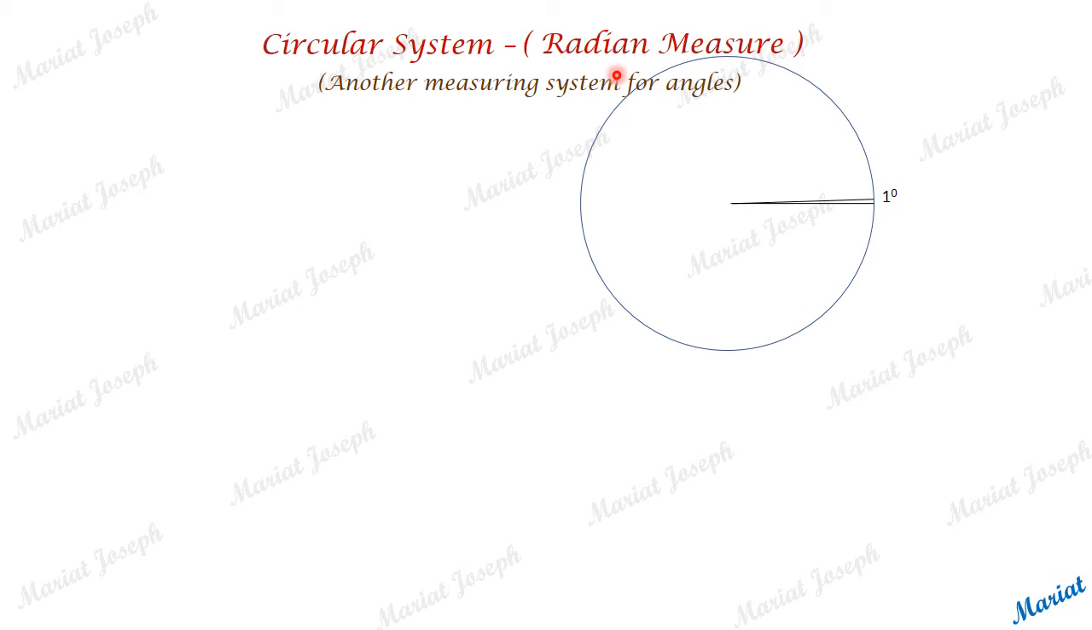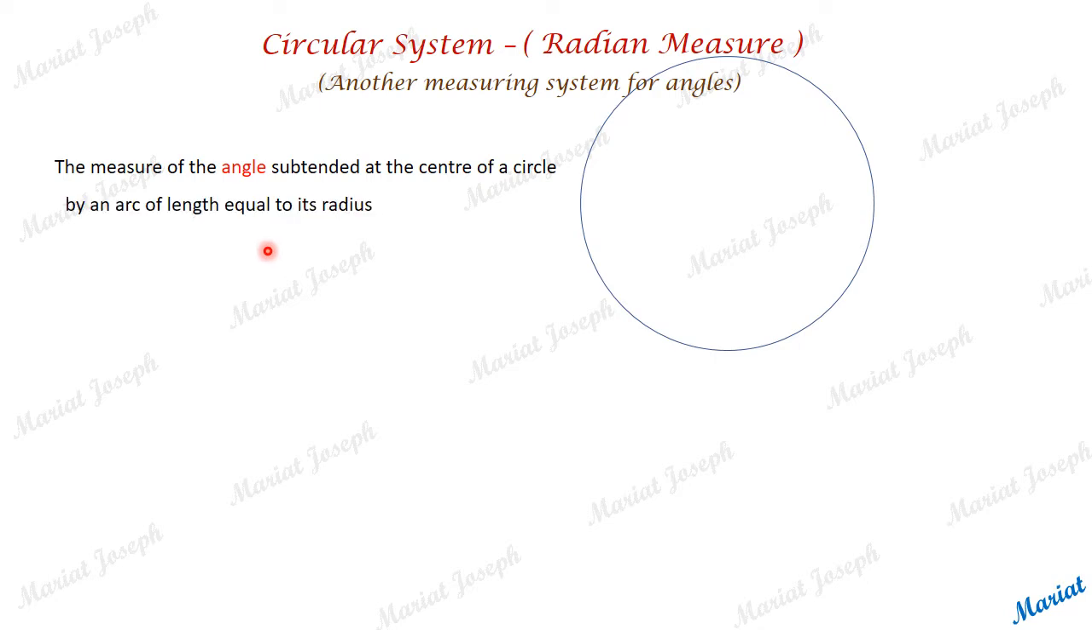And 1 radian is the basic unit. What is 1 radian? How is it defined? Let's see. Definition goes this way. The measure of the angle subtended at the center of a circle by an arc of length equal to its radius is called 1 radian. What does it mean? The measure of the angle subtended at the center of a circle by an arc of length equal to its radius.